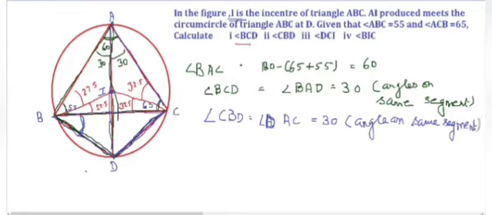Now we need to find angle DCI. In this figure we can see that angle DCI is this angle. We have calculated this is 30 degrees. So angle DCI will be 30 plus 32.5, that is 62.5.